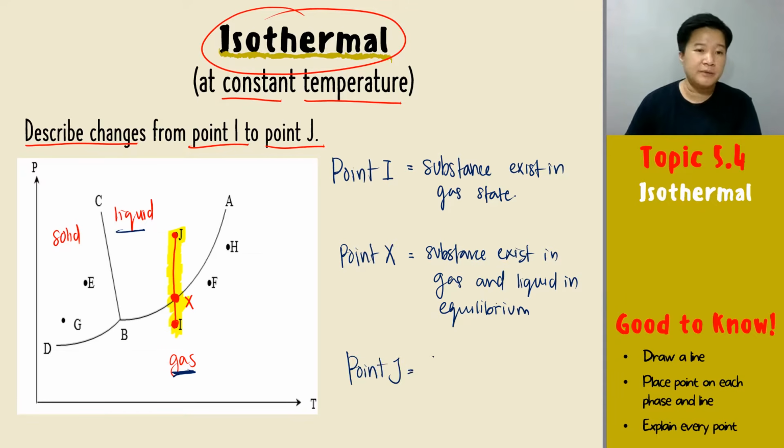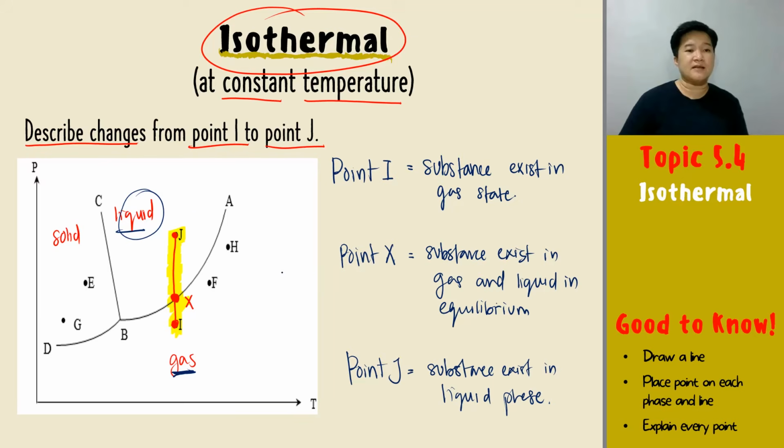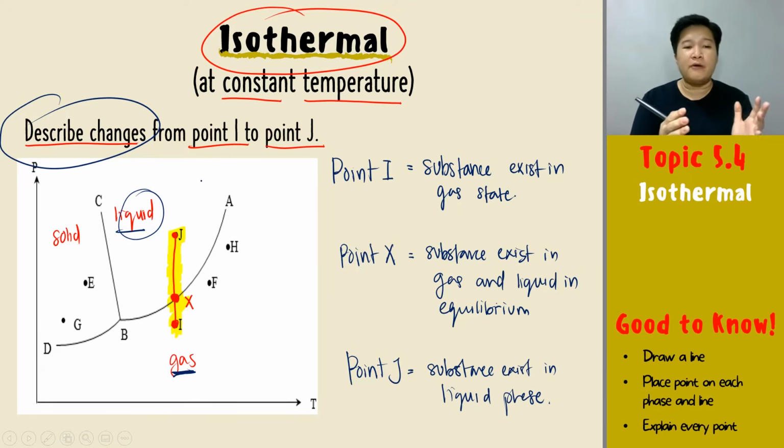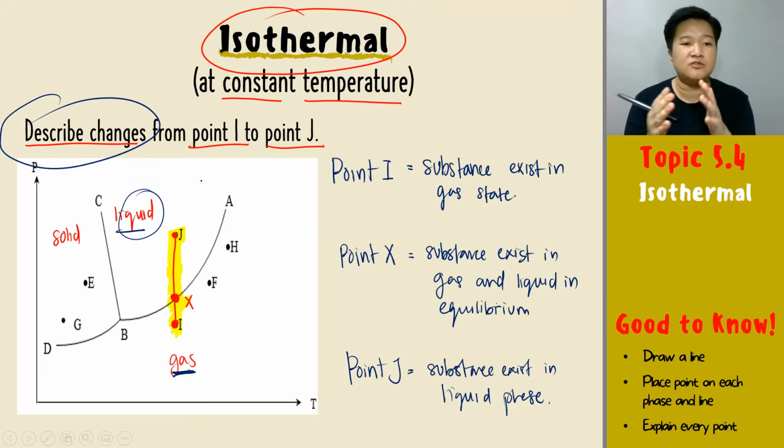Alright? Last but not least, your point J. So your point J means liquid. Your J is located in liquid. Therefore, substance exists in liquid phase. And you are done. And that is how we describe the changes in isobaric or isothermal, depends on the question. Simple, easy, okay? And that's it about the entire subtopic 5.4 phase diagram.